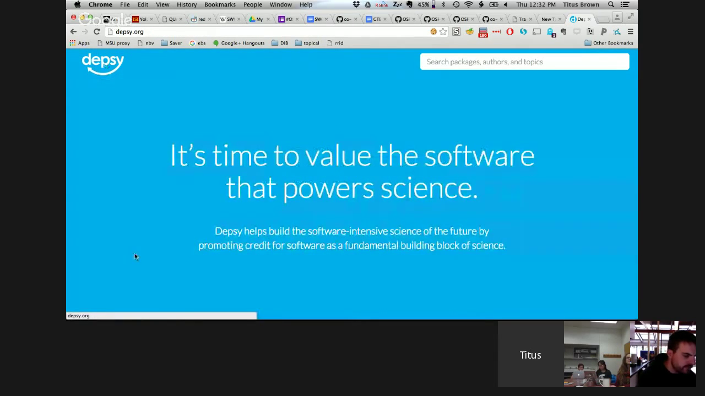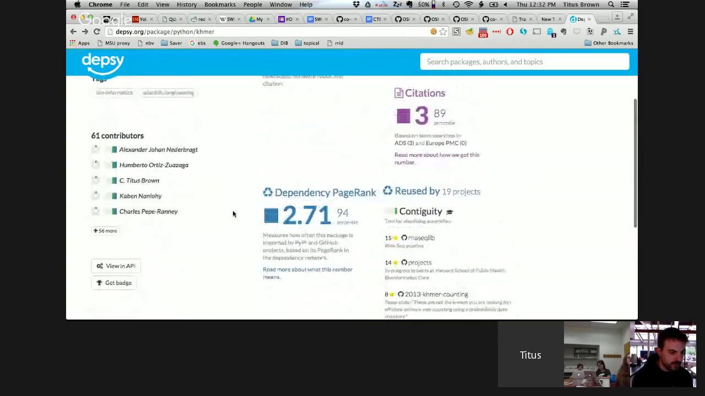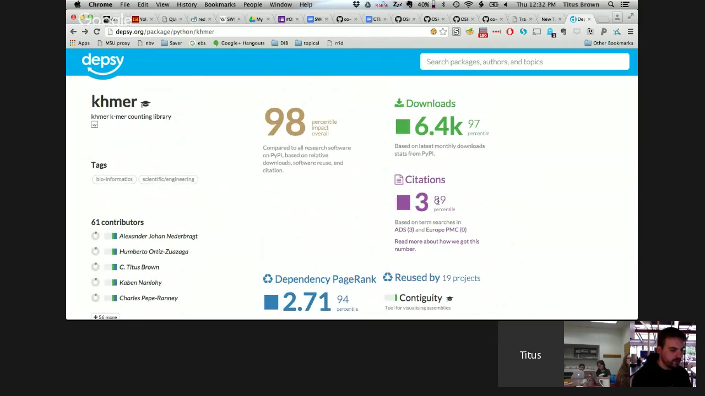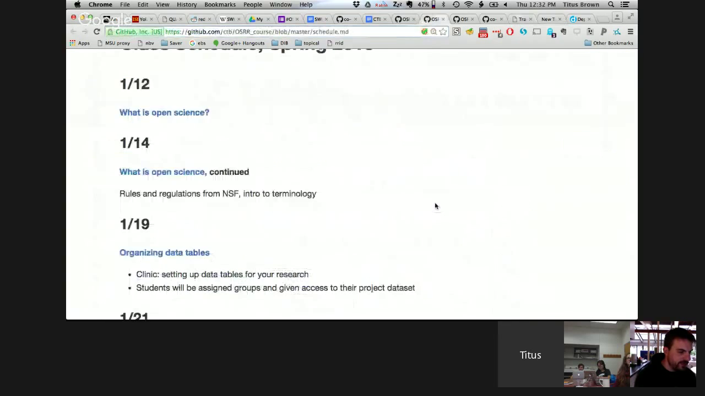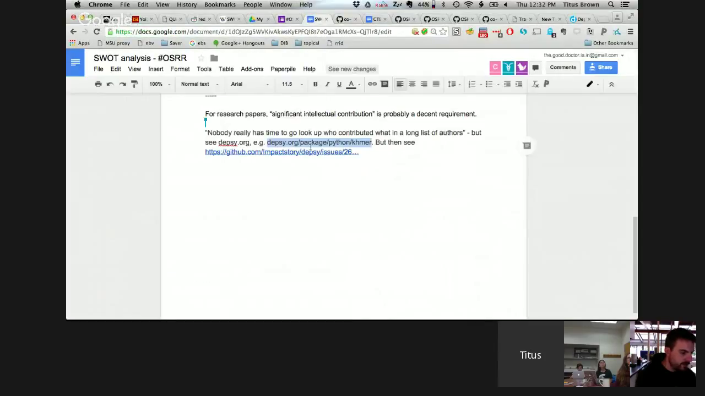What does Depsy stand for? It's time to value the software that powers science. What they do is they introspect the repository and the code and the authorship lists, and they give you a report on your software. In theory, that could address this question of nobody having time to look up who contributed what in a long list of authors. You look at the Git commit logs, and you say, well, this person changed this many lines of code, or this person showed up this many times, or their average commit was this.